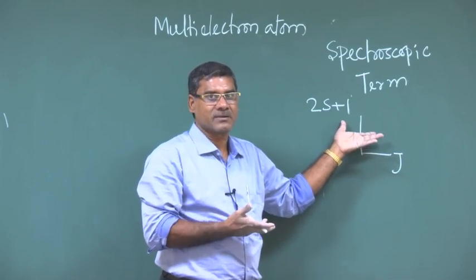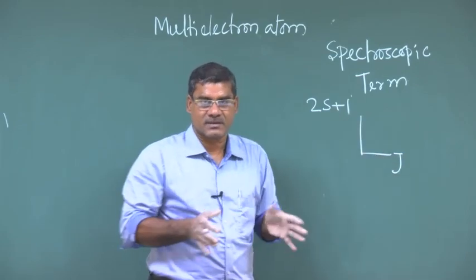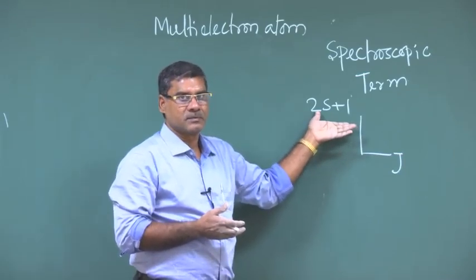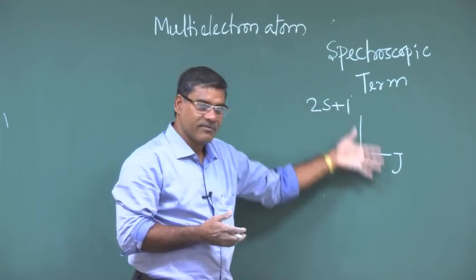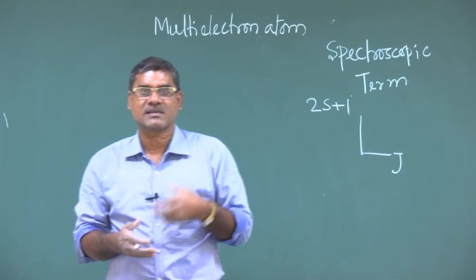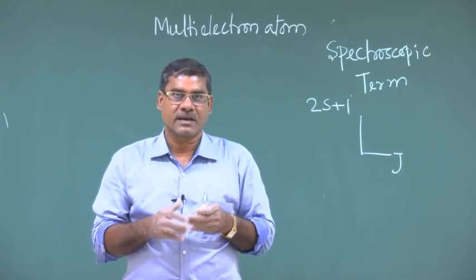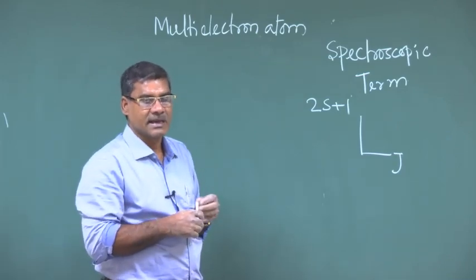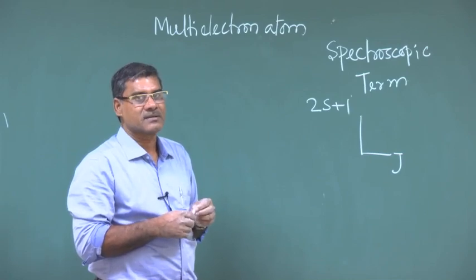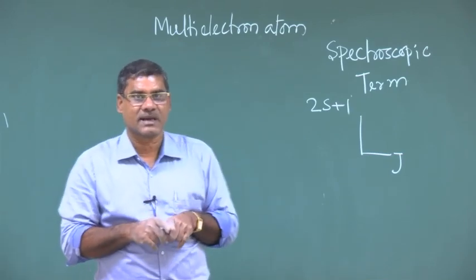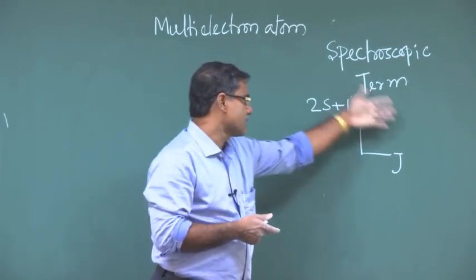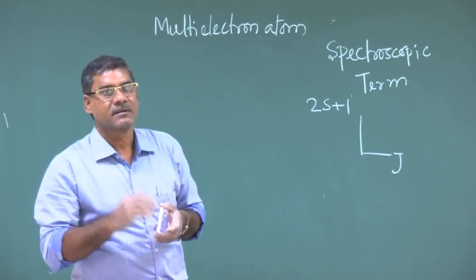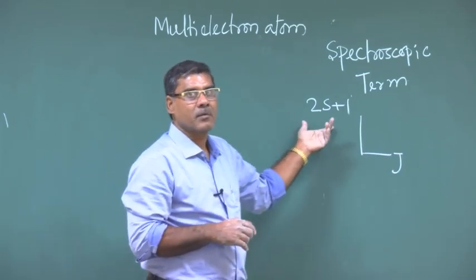Since it was a single electron, there was no difference between electron and atom. But in case of multi-electron, now we are saying this will represent the state of the atom, not the state of the electron. Although we used state of the electron in the single electron system, because both meanings are the same, in general we will use this spectroscopic term to represent the state of the atom, whether it is single electron or multi-electron.